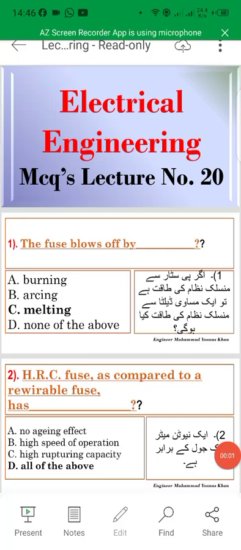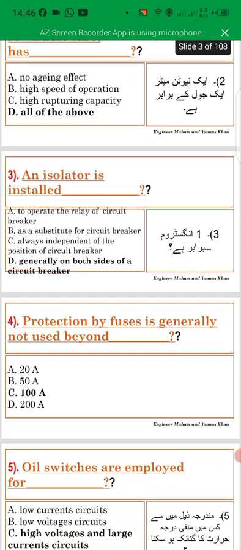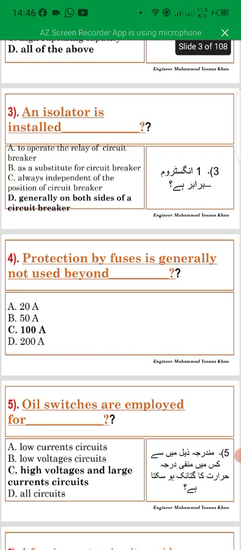The fuse blows off by melting. HRC fuse as compared to a rewirable fuse has no aging effect, high speed of operation, high breaking capacity, all of the above. An insulator is installed generally on both sides of the circuit breaker.